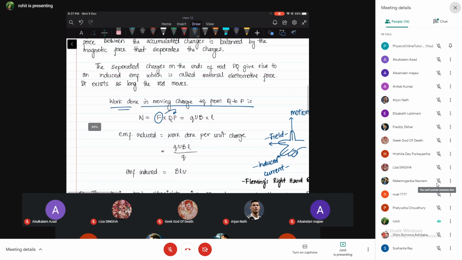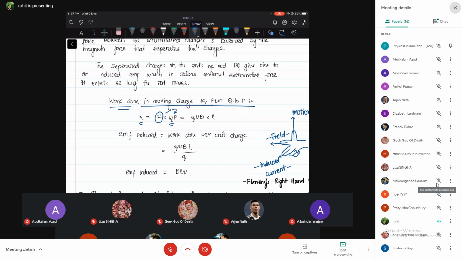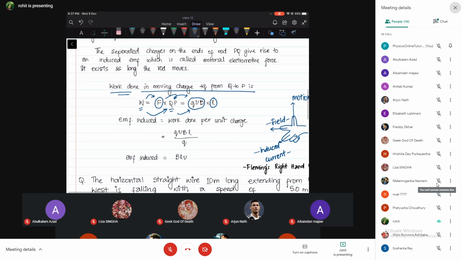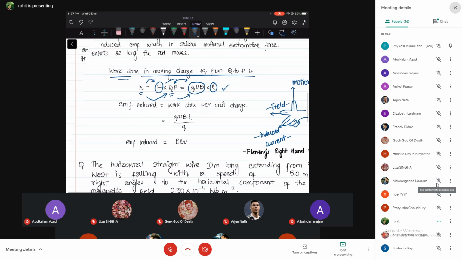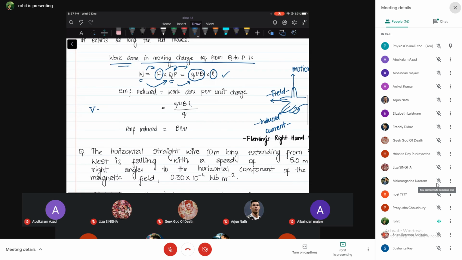That's why when I calculate the work done in moving those charges, I have to write how much force they are experiencing and what the displacement is. When I do that, I'm simply going to use QVB in place of force, and the displacement is simply L. Okay, so this is the work done. Now why am I calculating the work done? Because the definition of potential, if you remember, is simply work done per unit charge. Okay, so I'm just going to do that now.